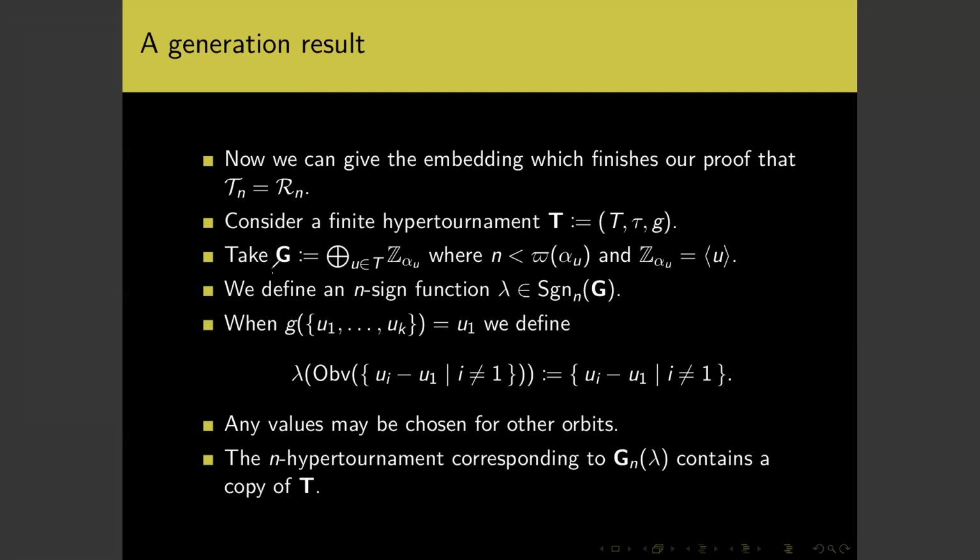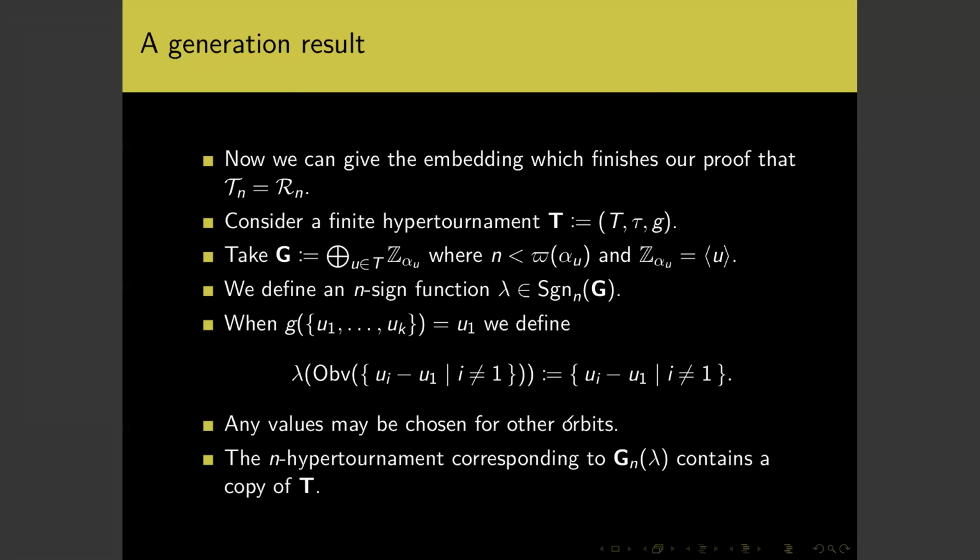And then what we're going to do is take an underlying group, which is a direct sum, indexed over the vertices of our tournament, of cyclic groups of some orders alpha_u. And we're going to need that this numerical constraint holds for each of those. And we're going to identify the vertex u with the generator of the cyclic group. Then we can define this function, which is what we need to define the appropriate magma, by setting lambda of this collection of obverses to be this element when g of u1 through uk is u1.